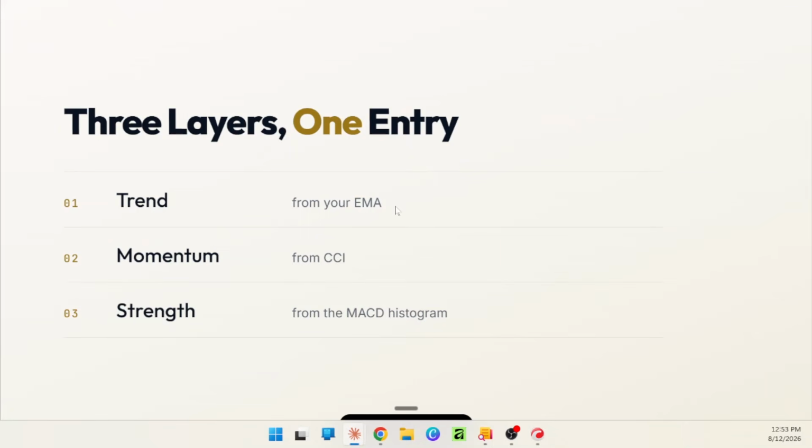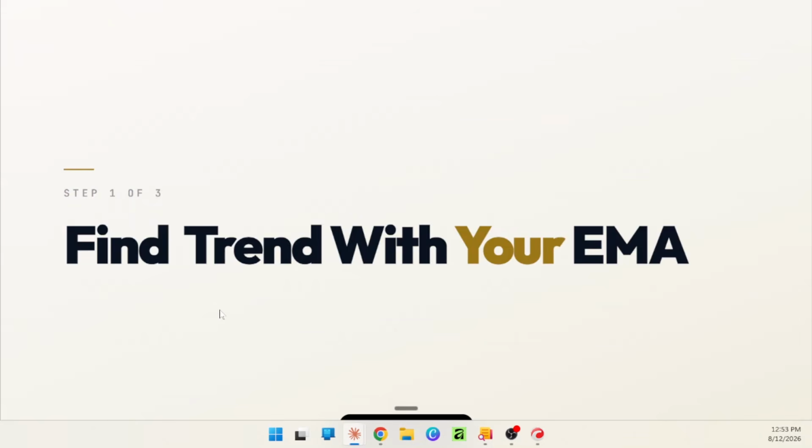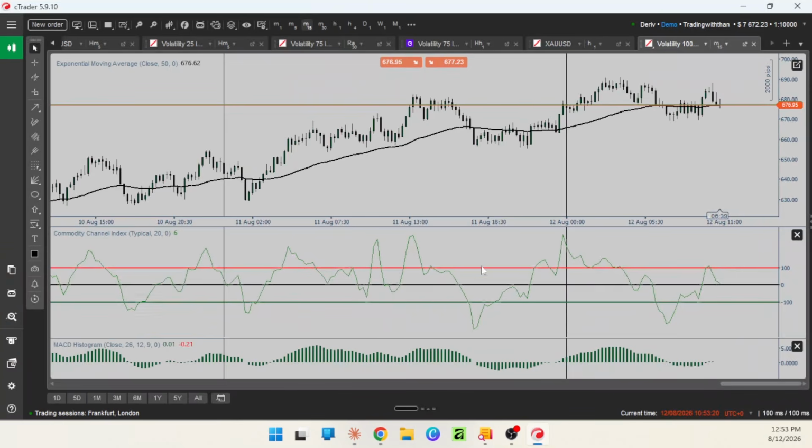First, we are going to use three indicators, right? The EMA is going to be used to find the trend, and the CCI is going to be used to find momentum, and then we are going to use the MACD histogram to see if there is strength on the market. So first thing is you want to find the trend using your EMA, right? So this is the EMA that we are going to be using, right?